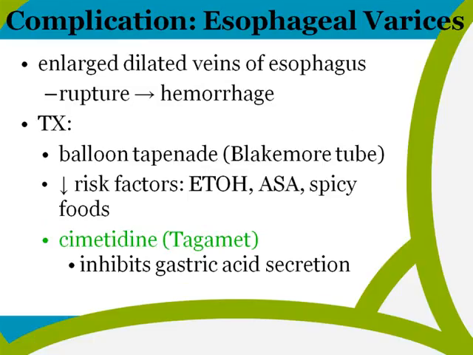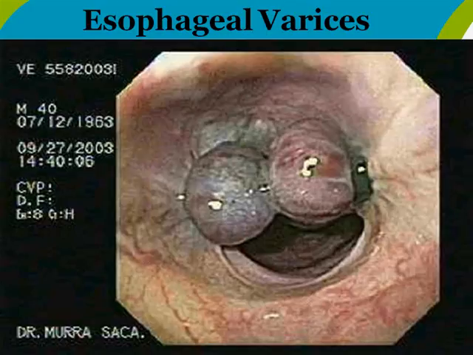With esophageal varices, these are enlarged dilated veins of the esophagus, and I'll show you a picture here, this is a picture of an esophagus with esophageal varices. If we do things to irritate these or they rupture, the patient is at great risk for bleeding out. The treatment for esophageal varices involves balloon tamponade. We use a Blakemore tube that's inserted into the esophagus, and then it is dilated, and it uses compression to stop the bleeding of these esophageal varices.